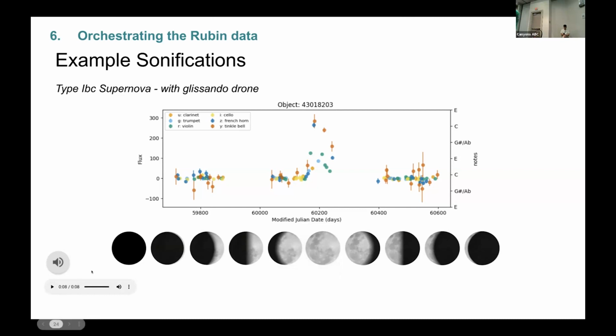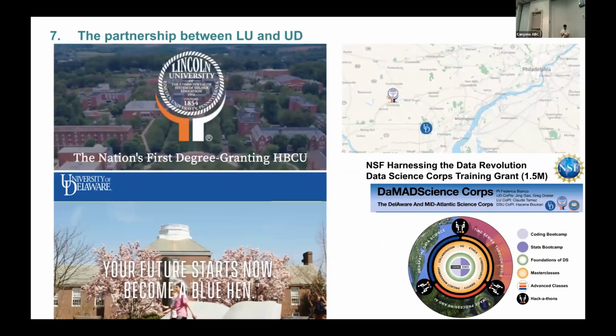Okay, so in that one you might have been able to hear this kind of pulsation in the background. That is the repetitive drone that is mapped to the moon illumination. Okay, so that's Rubin Rhapsodies.